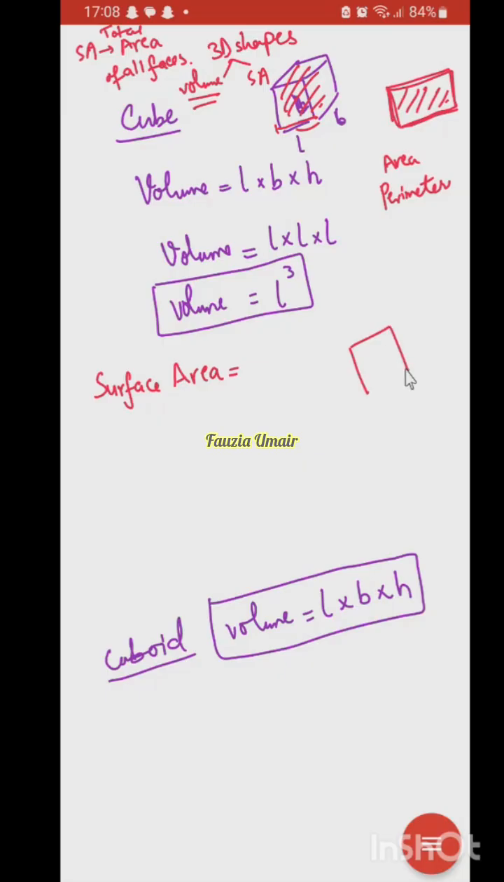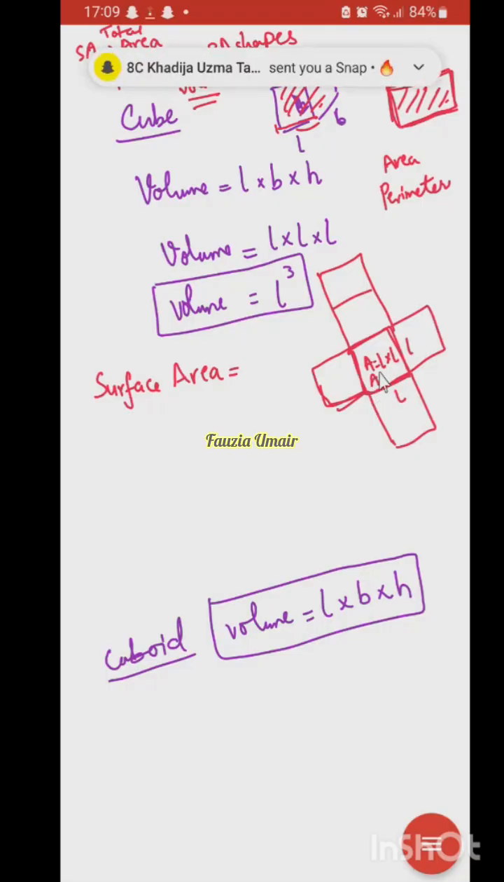If I open this up, this is a cuboid. How many faces does a cuboid have? A cuboid has 6 faces. This is the net of a cuboid, right? Yes, ma'am. There are 6 squares. This side is L, this is also L. So what is the area of one square? Length multiplied by length, L square. But how many squares does this cube have? 6 squares. So the area is 6 L square.